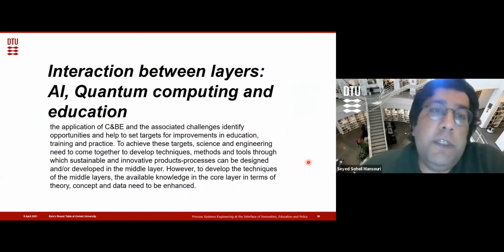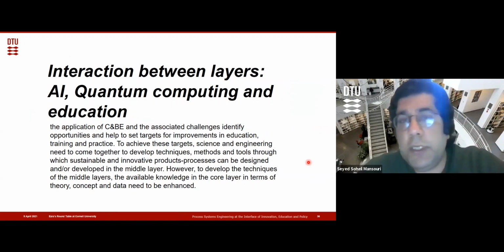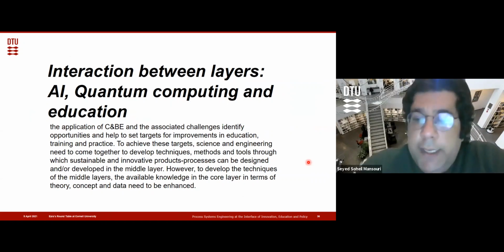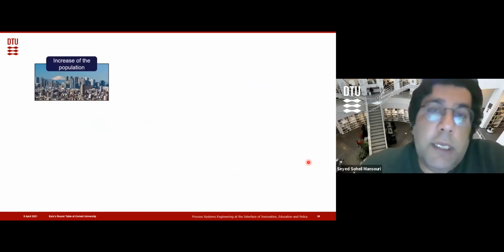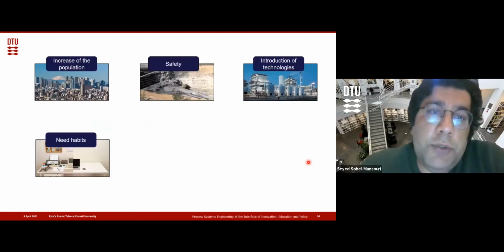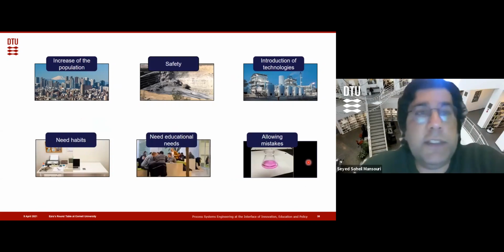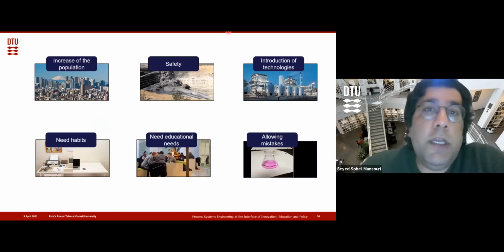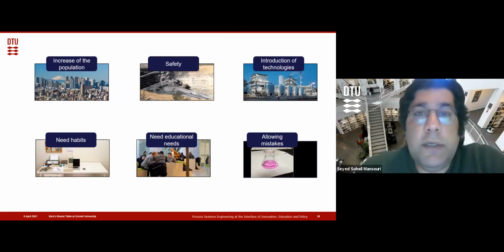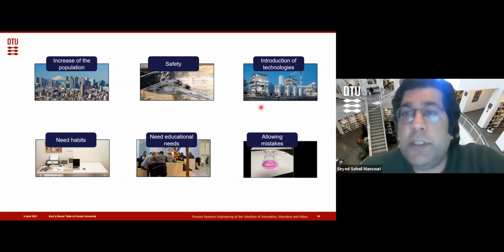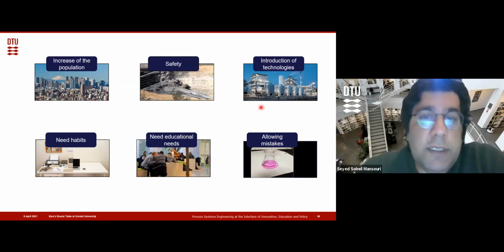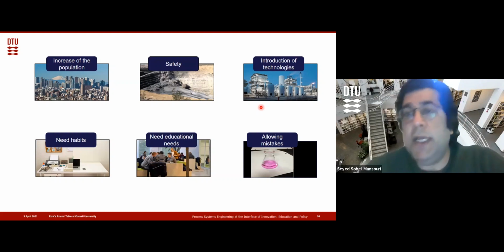Finally, we look at between the layers, artificial intelligence, quantum computing, and education. And the question is, why? Why should we look at these interactions? First of all, we want to look into the education because of various reasons, because of the increase of the population, safety, introduction of technologies, the new habits, educational needs, and allowing mistakes.